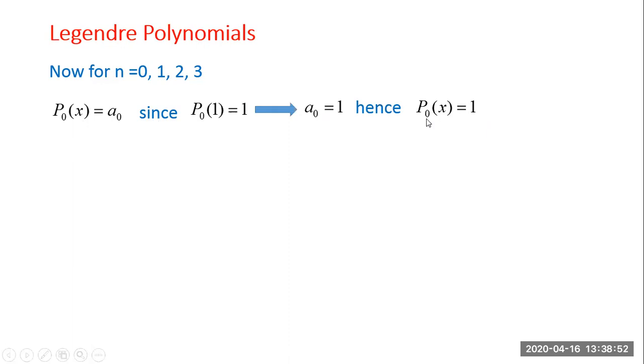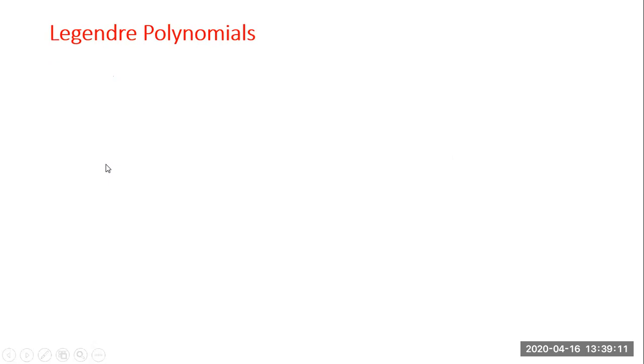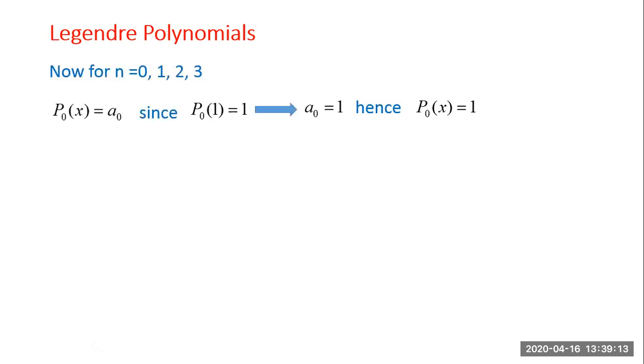Similarly, if I take p1 of x, so n is equal to 1. So n is an odd integer. So I'll select this pn, substitute n is equal to 1 here. So all the terms will become 0, except the first. So p1 of x will be a1 into x. So p1 of x is a1 into x.